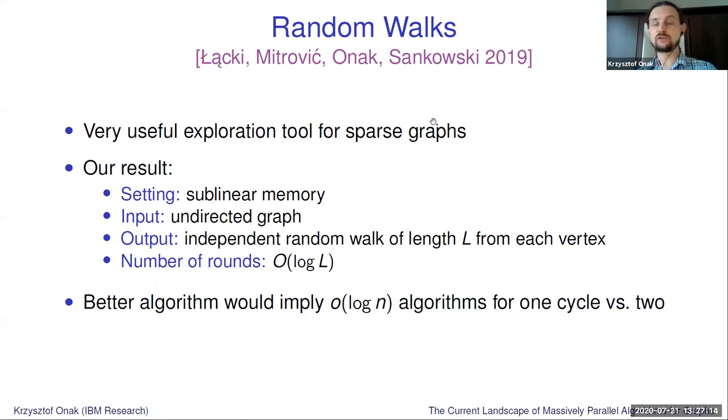So one tool that is very useful for property testing on graphs is random walks, right? It's a very useful tool for exploring them. And so we show in a paper, a joint work with Wonski, Mitrovic, and Sankowski, that it's possible in sublinear memory for undirected graphs to compute random walks of length L in a number of rounds which is logarithmic in the length of those random walks, right? And additionally, it seems to be a real barrier because fast algorithms would allow for distinguishing one cycle from two cycles more efficiently as well, right?